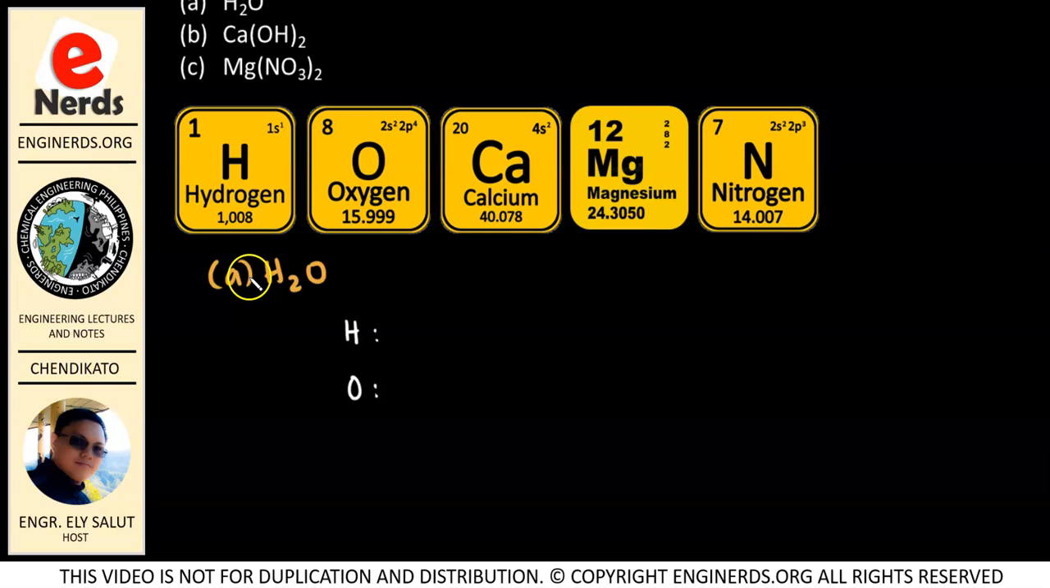Now, if you see a number dito sa ating subscript, that means you have to multiply kung ilang atom ang meron tayo dito sa ating element to the subscript. So, as you can see, we have here 2 atoms of hydrogen. At para naman sa ating oxygen, we only have 1 atom of oxygen.